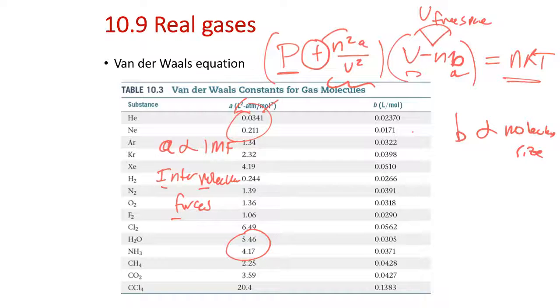So those are a couple of connections to the actual properties of matter: a is proportional to polarity, and to size a little bit as well, and b is proportional mostly to the size of the molecule. We have P plus n squared a multiplied by V minus nb, so we probably want to divide by this first. Of course, these would be given. We wouldn't expect you to memorize these numbers, but 1.39 for a, 0.0391 for b.